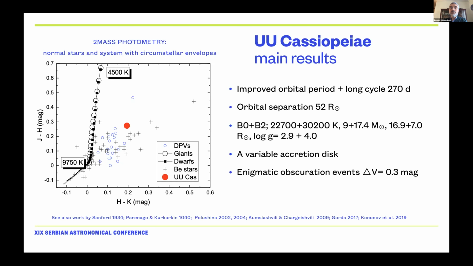The main result for this system is an improved orbital period and long cycle detection. The orbital separation is 52 solar radii, with a pair of 2 B-type stars, early type, 22 and 30 kilokelvin, 9 plus 17 solar masses. Also, we obtain the radius and log g indicating a giant plus a dwarf for this UU Cassiopeia system, a variable accretion disk, and an enigmatic obscuration event.